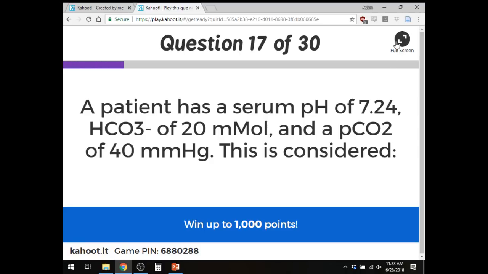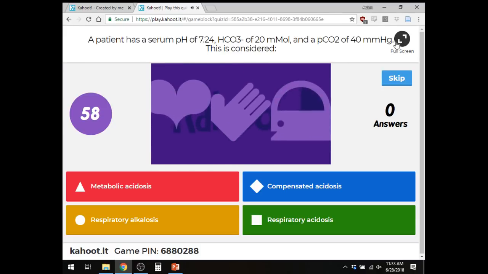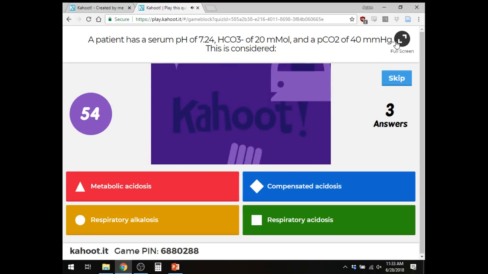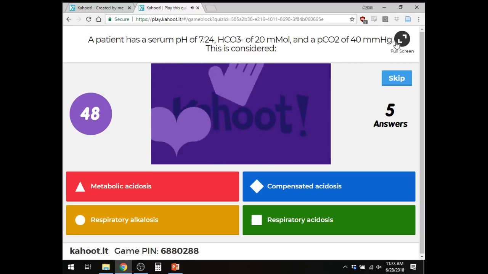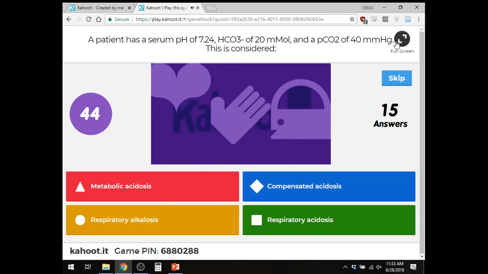Okay, a patient has a serum pH of 7.24, a bicarb of 20, and a PCO2 of 40. We would consider this to be a metabolic acidosis. Let's say normal bicarb is 21 to 28, and PCO2 of 35 to 45 would be considered normal. I have character limitations on this, so I couldn't add the reference ranges, but on the test I would include that.